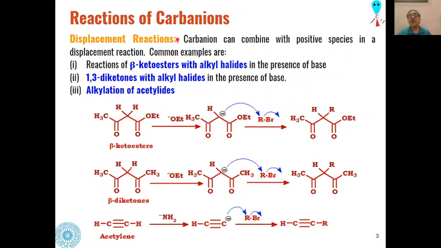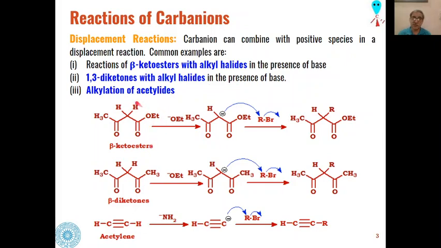In these types of reactions, carbanions can combine with positive species in a displacement reaction. The most common examples of these types of reactions take place in the case of beta keto esters with alkyl halides in the presence of base, or the second example is the reaction of 1,3-diketones with alkyl halides in the presence of base, and third is alkylation of acetylides.